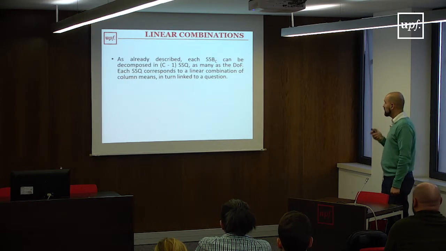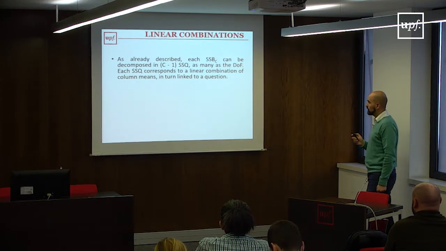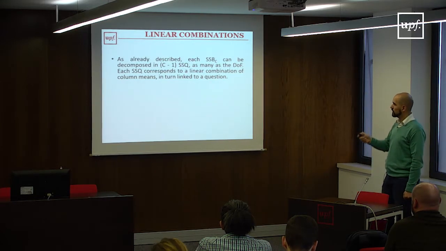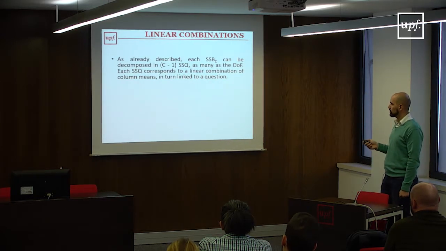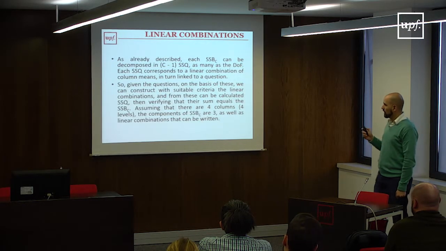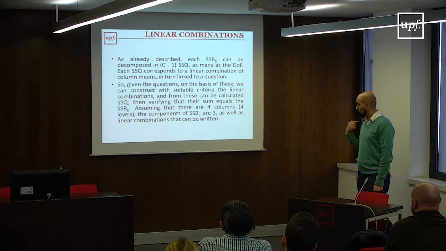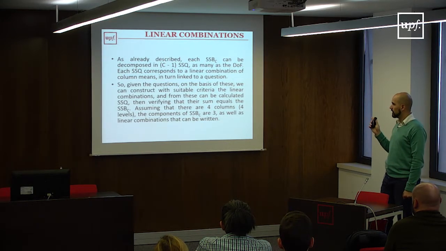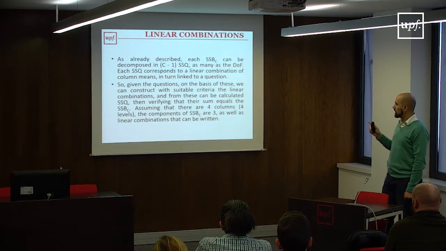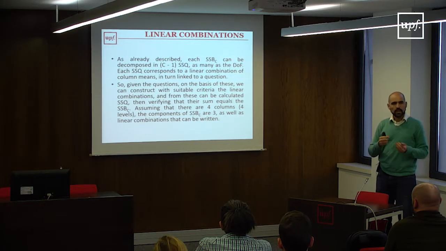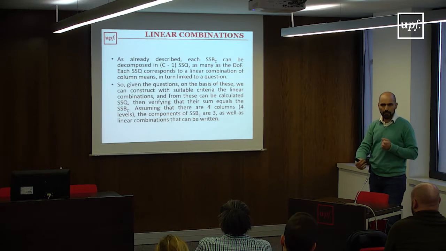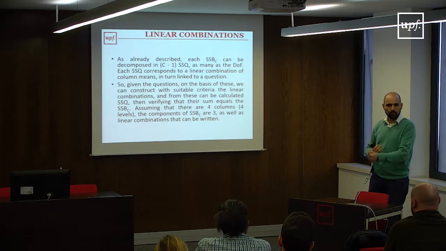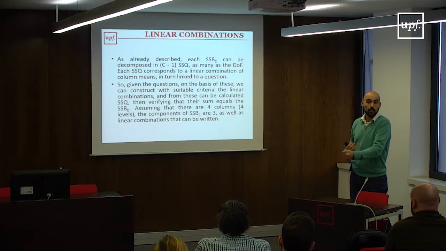As already described, the sum of squares between the columns can be decomposed into C minus 1 sums of squares, as many as the degrees of freedom. Each sum of squares corresponds to a linear combination of columns. So given the question, on the basis of this, we can construct, with suitable criteria, a linear combination, and from this the sum of squares can be calculated. So we are actually creating a new table that allows us to compute new sums of squares that we know how to compare.